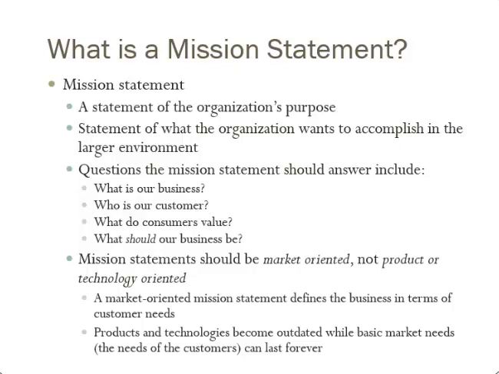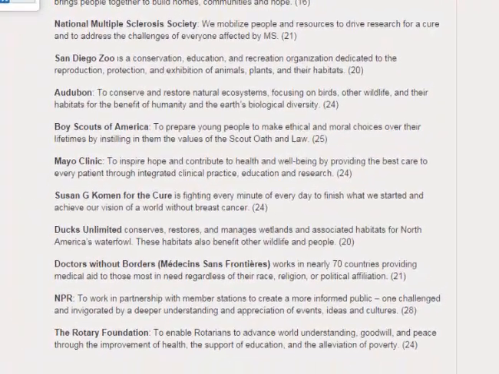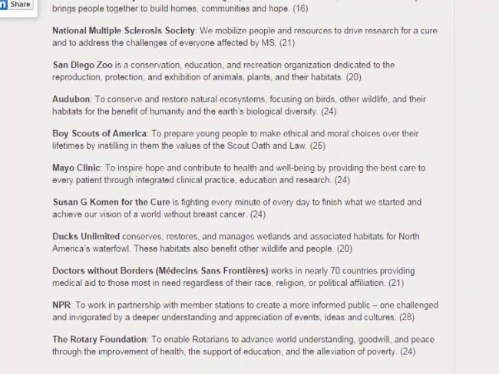Let's take a look at a couple of mission statements. Mission statements are a little different, of course, whether they're for-profit or non-profit companies. Here are some examples of some mission statements. These are non-profit organizations. The San Diego Zoo, for example. Now, San Diego Zoo, we all know, is just a zoo. But what does the mission statement say? It's a conservation, education, and recreation organization dedicated to the reproduction, protection, and exhibition of animals, plants, and their habitats. What is this establishing? It doesn't say, we've got lots of animals. It says that we exhibit animals and conserve the animals, educate the people about them, etc.